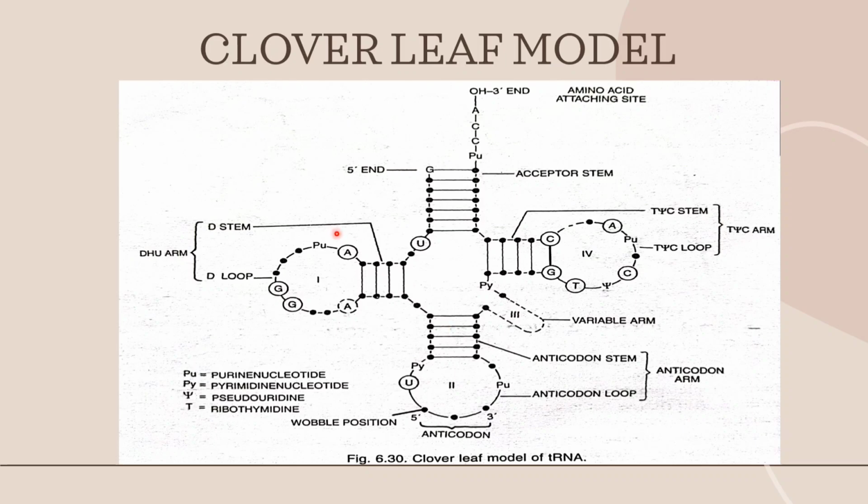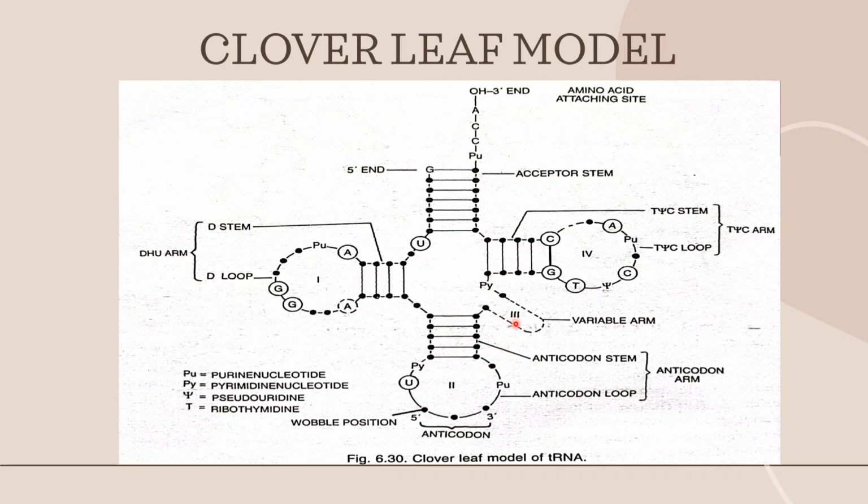4 loops are present here: the anticodon loop, the D loop, opposite to the D loop the T-side loop, and the variable loop is present here. Variable loop or variable arm. The role of the variable loop or arm is not known. It lies between the T-side loop and the anticodon loop.